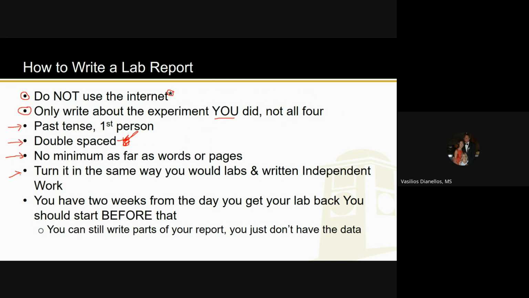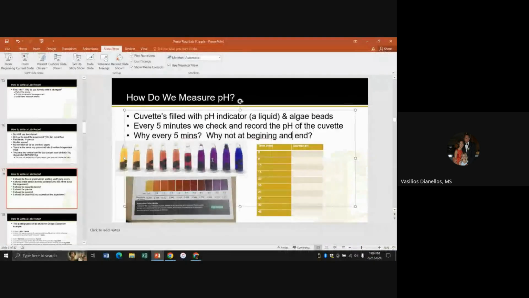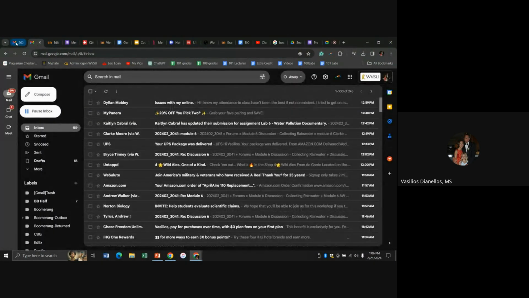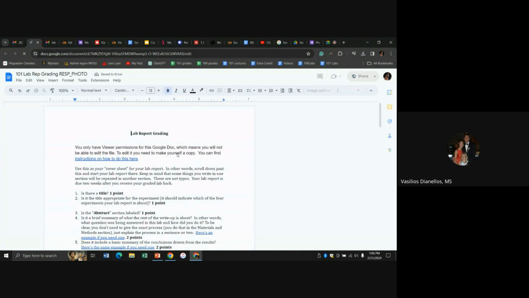You're going to turn them in the same way you would a lab or independent work, and what I mean by that is you're going to do Google Docs. So let me back out of this and show you what I mean. I have an example pulled up ready to go. There we go. So this is the sheet you're going to get. Just like a lab. You know how you get a lab worksheet? Well, I'm going to share this with you. It'll probably be slightly different. But anyway, I'm going to share this worksheet with you.